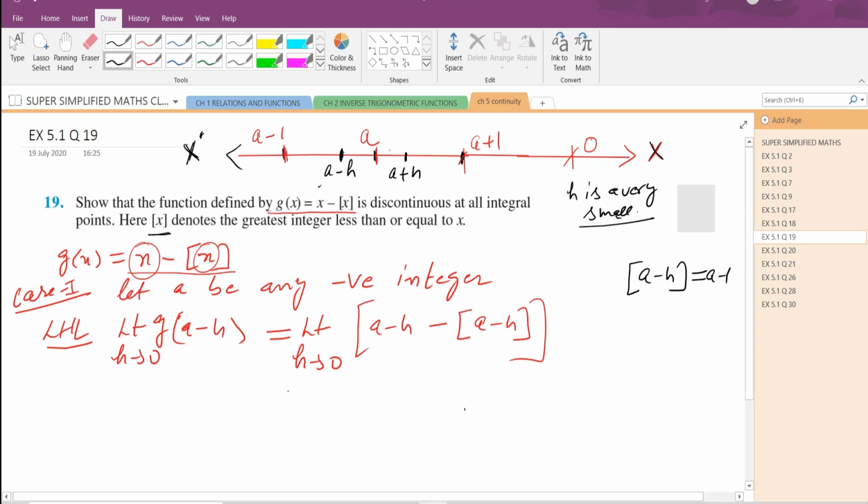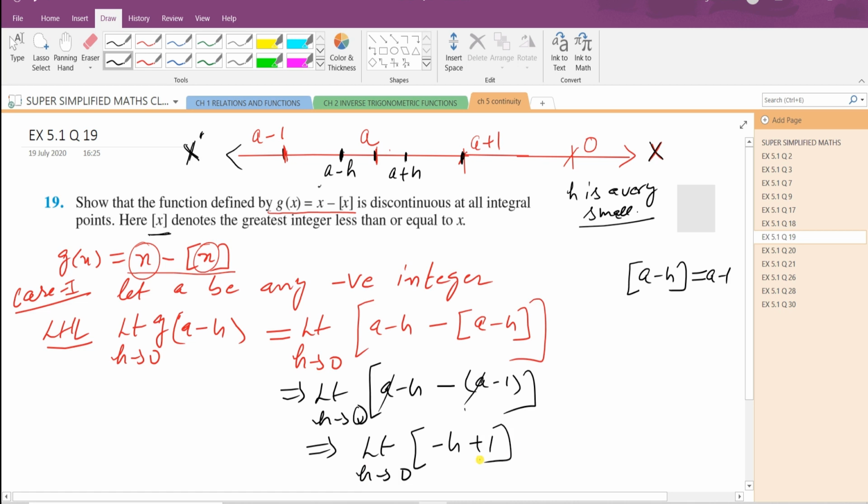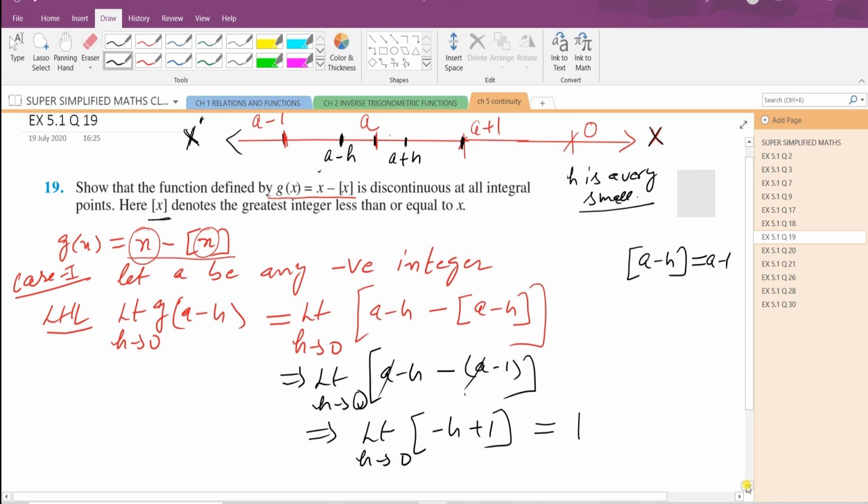So we get limit h tends to 0 of a minus h minus, and we have right now got that the value of the greatest integer function of a minus h will be a minus 1. Now we can see both a's get cancelled. So we will have limit h tends to 0, and in bracket we have minus h plus 1. h becomes 0 after substituting the limit, so we have got 1. So the value of the left hand limit comes out to be plus 1.